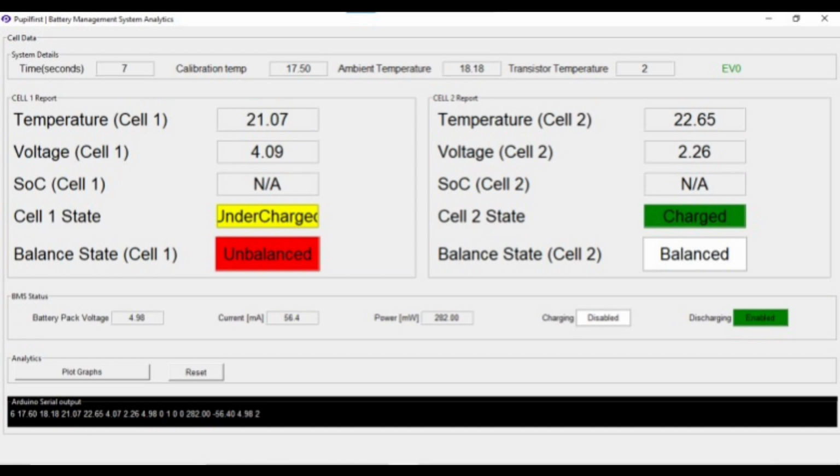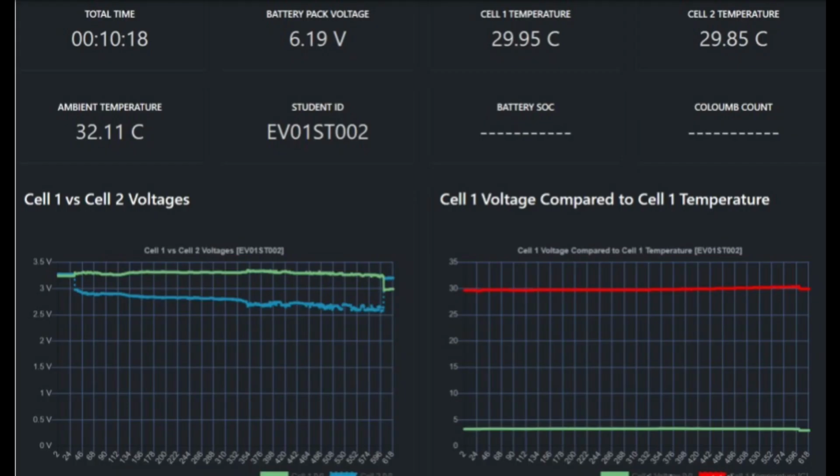Now I will explain the GUI. GUI is graphical user interface, in which we can see our program executed. In this GUI we can see the temperature, voltage and current of both cells, and also the charging and discharging of the cells. This is the graph of cell 1 and cell 2 voltage, cell 1 and cell 2 temperature, and also transistor temperature.